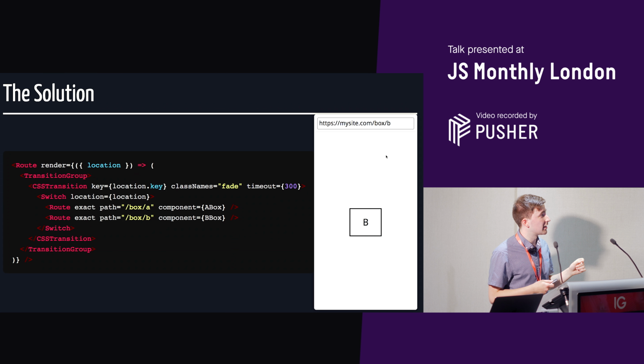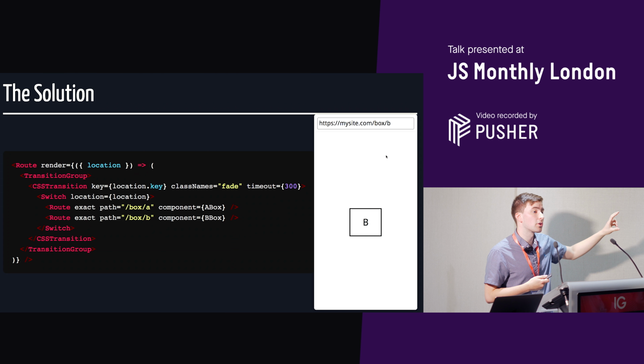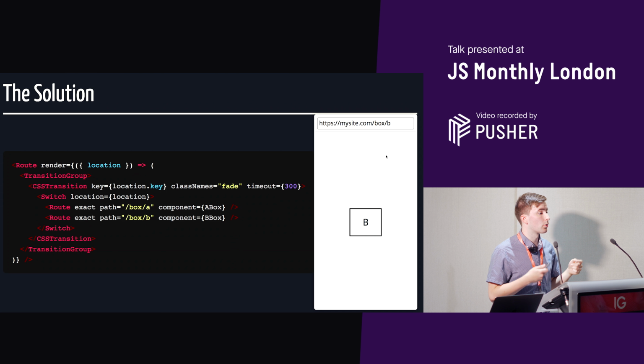The reason for this is because, as it turns out, what transition group does when it runs is hold on to its previous children. So we actually end up having two switch components on the stage at the same time, one being the old one that we used to have and one being the new one. So we have to hard code the location into the switch so that when it's the old switch that's there, it's still using the old location rather than the new current location.